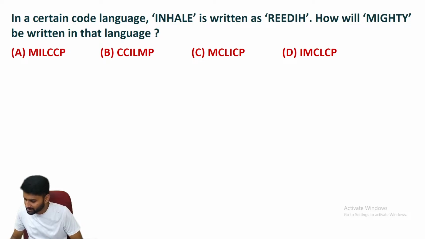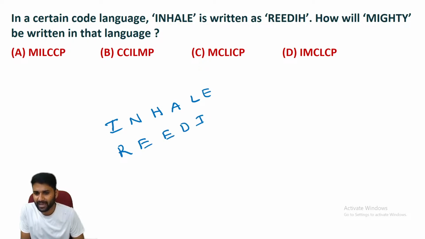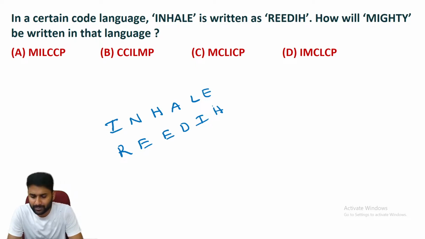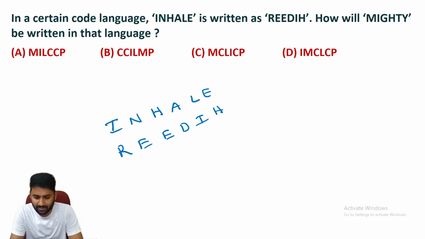Let's go through coding and decoding. In a certain code language, INHAL is written as REIH, relation, IRNEHEADLEEH. Now, in the same way, how will MIGHTY be coded? If you understand the logic here, then you can apply the same logic for MIGHTY.